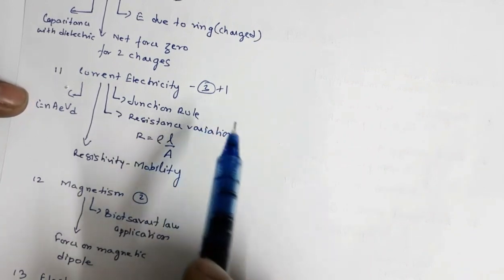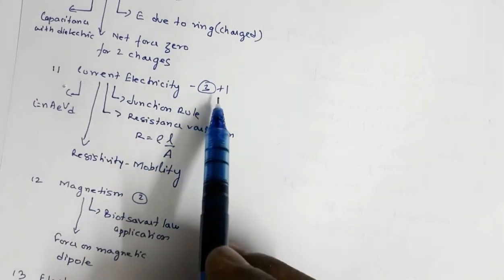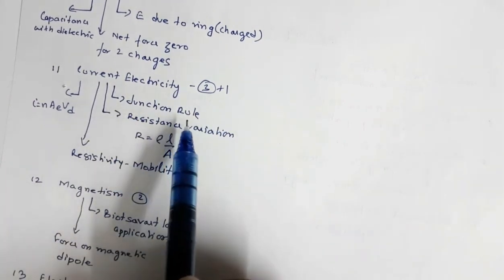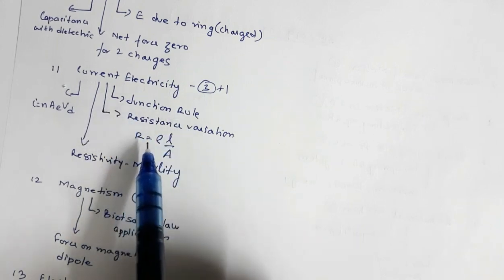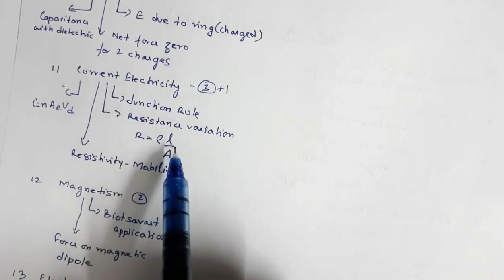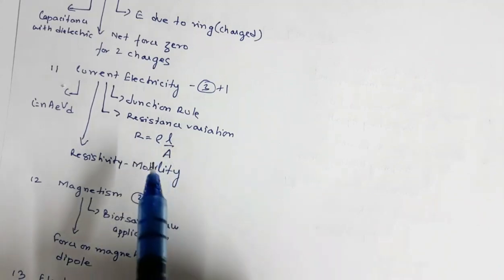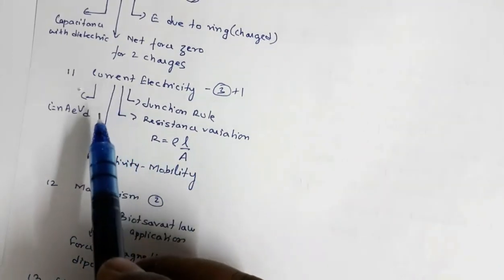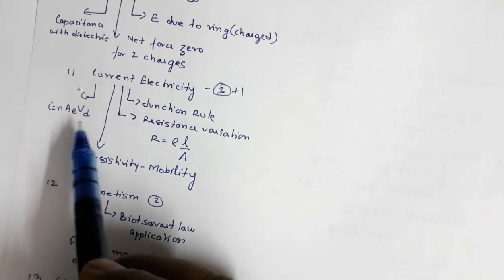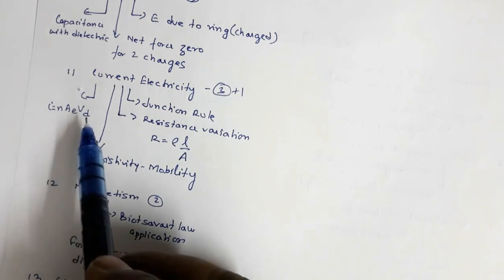From current electricity there were a total of 4 questions. One question was based on the junction rule. One question was based on the relation R equal to rho L by A. If the wire is stretched, what is the variation in the resistance? Then there was one question involving the calculation of drift velocity from the relation I is equal to nAeVd.